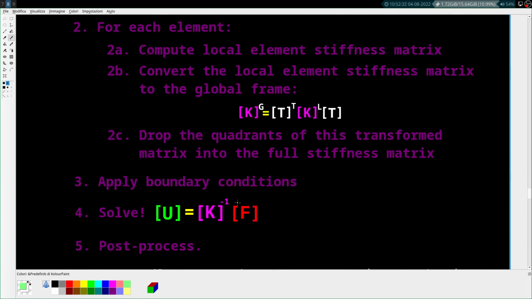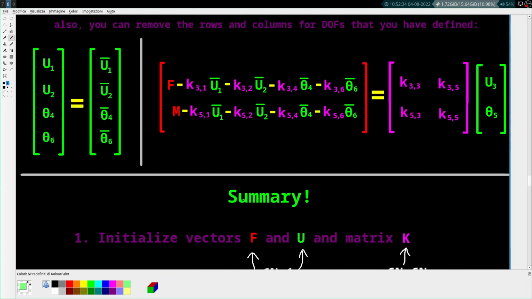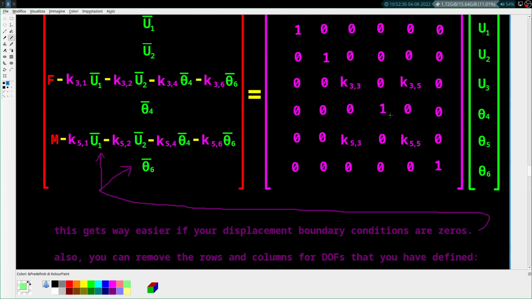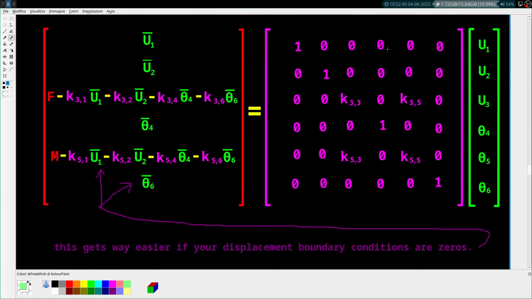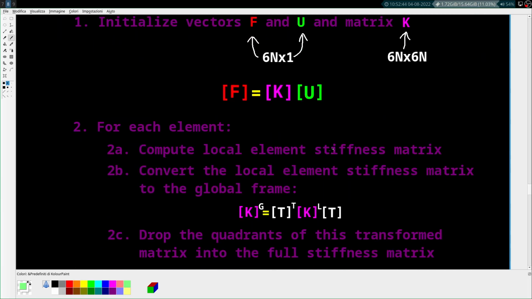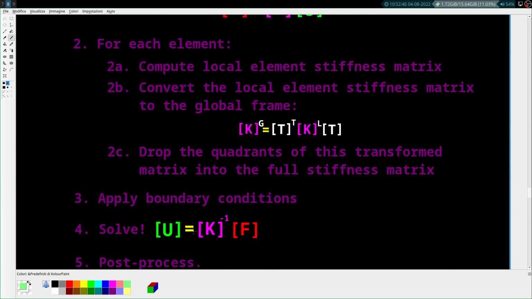You take K inverse of your reduced system or this system, whatever you want. This is actually easier to do most of the time. You don't have to work with all this, getting rid of these rows and columns. Yeah, you just solve the system and you're done. Now you have U and you have what you need.